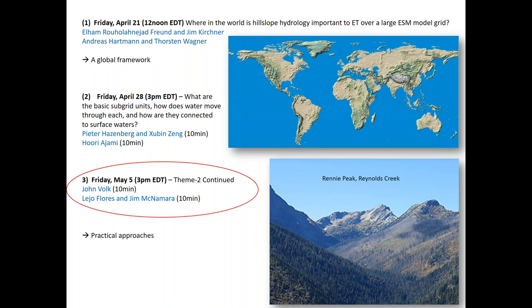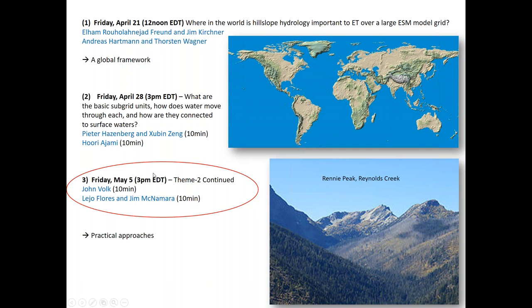asking the question, where in the world is hillslope hydrology important to ET, over a large model grid? The idea there is to really think global, which is not something we're accustomed to as catchment and hillslope hydrologists. But we really need to step out and ask this question: in what kind of hydrologic environment is hillslope hydrology really important in getting the grid mean fluxes exchanged with the atmosphere right?